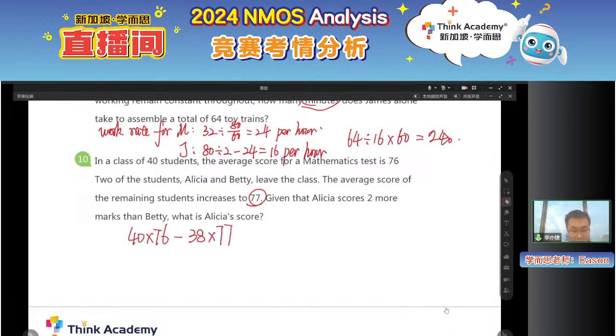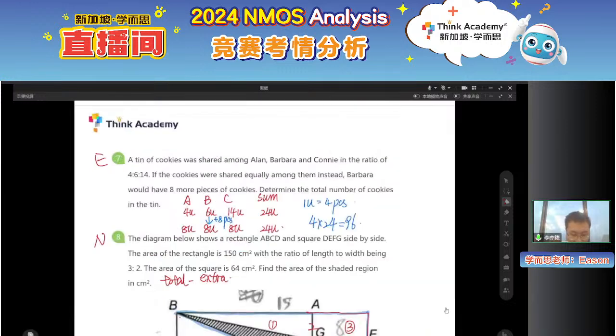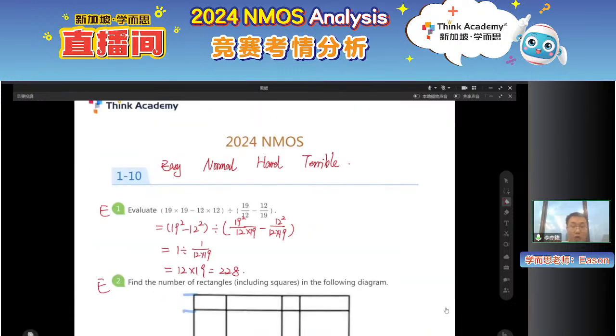So this difference refers to the score of A plus B. Maybe you use the calculator. It's 114. And we also know that A is two more than B. So for A, we just use half times the sum plus the difference. So it's 116, and A is 58. Easy question, right?